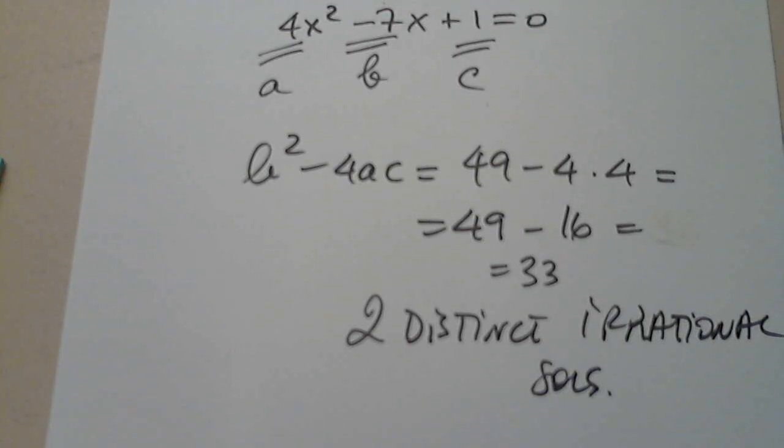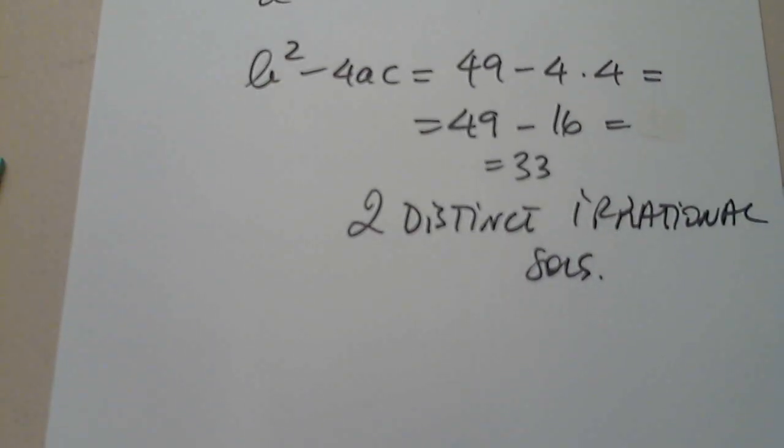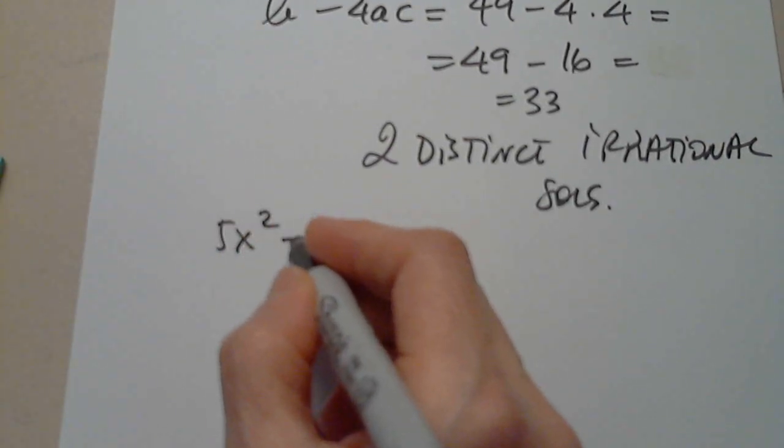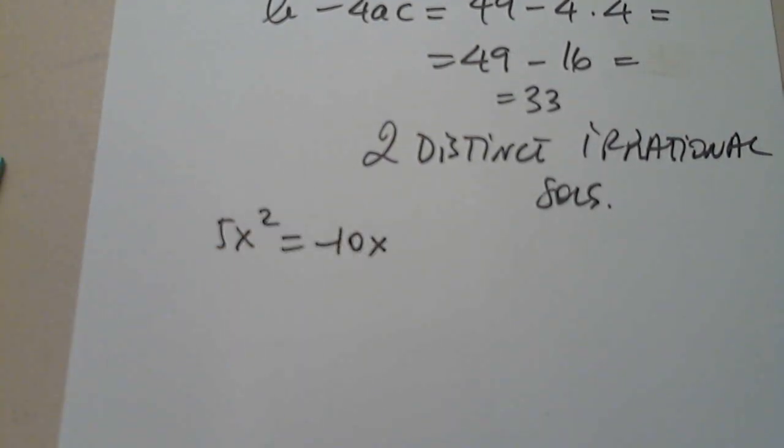Good. So now we're going to discuss this. But first I want to work on one problem, like this one. 5x squared equals negative 10x. I need to make a point on this. And then we'll continue with those problems.